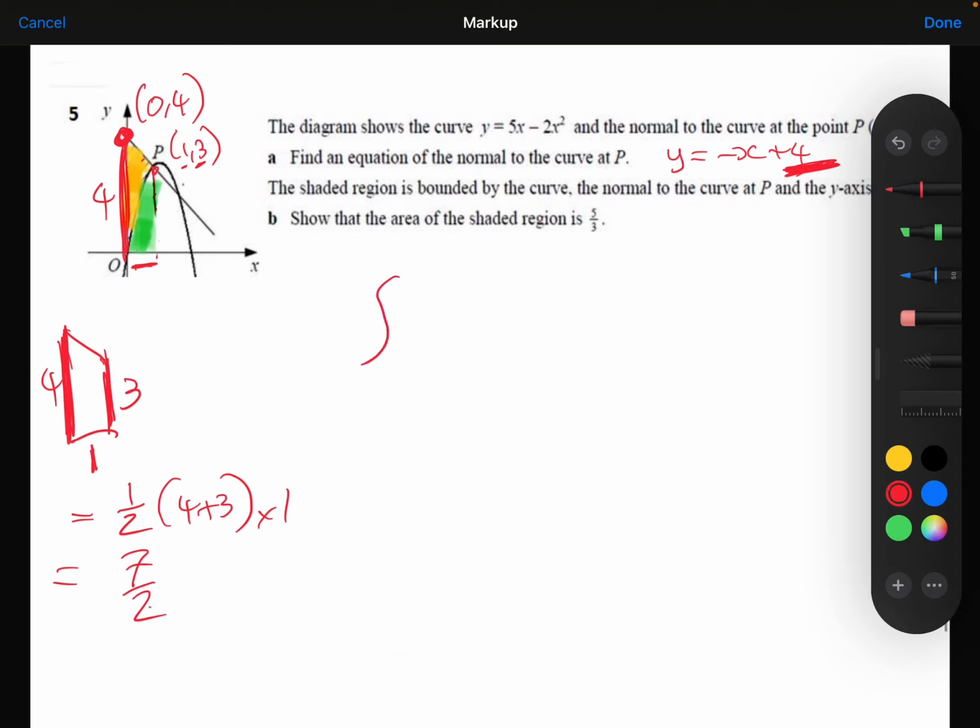So if I integrate between 0 and 1, the curve is 5x minus 2x squared. So if I integrate the curve between 0 and 1, that will tell me the area underneath that curve. And then I can take it away from my trapezium. So let's do that. If I integrate the 5x, I'll get 5x squared over 2. If I integrate the 2x squared, I'll get 2x cubed divided by 3.